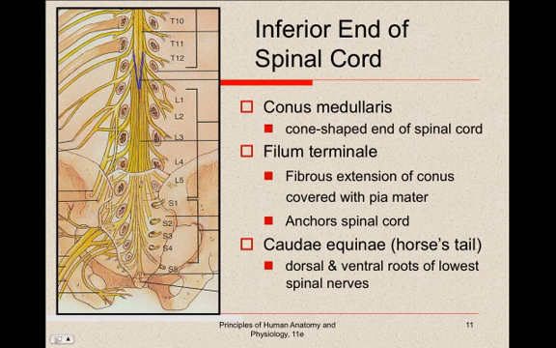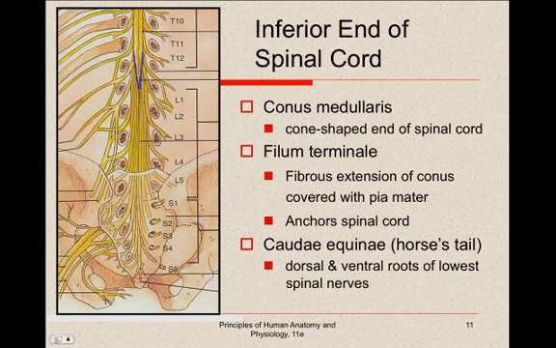Now, to anchor the spinal cord in place, they have what's called the filum terminale. And the filum terminale is just this fibrous extension of the conus, and it'll be covered with pia mater, and it's going to help to anchor the spinal cord.